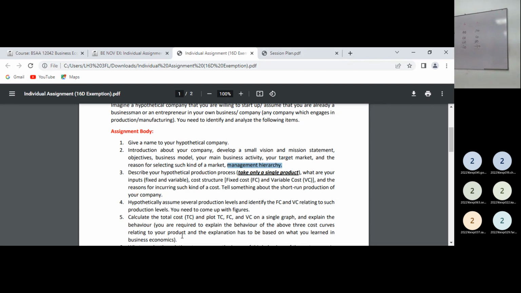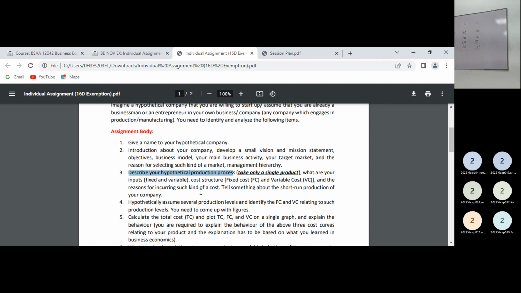Then it's very simple, right? So just an introduction to your company. Describe your hypothetical production process. Here I have mentioned only a single product. Please take a single product. You need to mention what are your inputs. We learn these things. What are your fixed inputs? What are your variable inputs? And your cost structure. If you are producing fish bun, what is the cost structure?